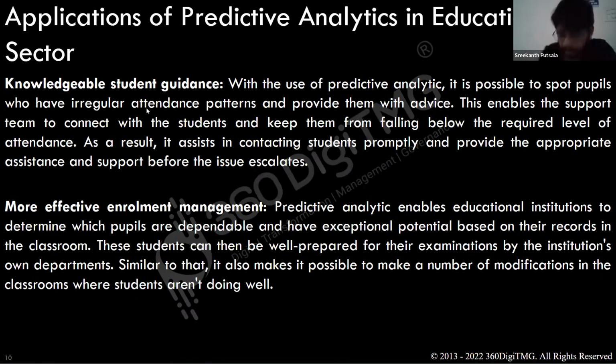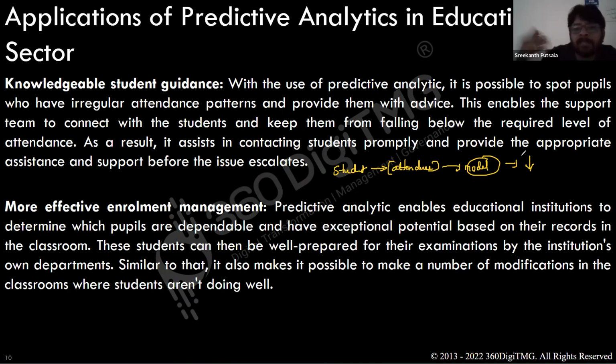So what is happening here? There is a student. Initially we have student data, and we are looking into attendance, right? We have created a model where we could create a certain threshold, and if the attendance falls beyond this threshold, the management could take a special interest in these people and maybe interact with them, right? So that is one thing we can do.